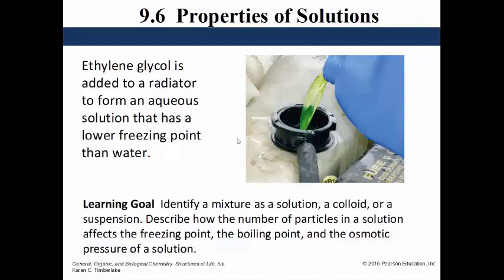The learning goal for this section of the chapter is to be able to identify what is a solution versus a colloid versus a suspension, and describe how the number of particles in a solution will affect that solution's freezing point and boiling point and the osmotic pressure of the solution.